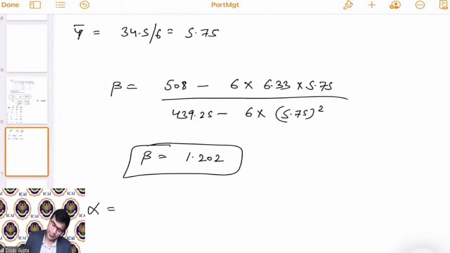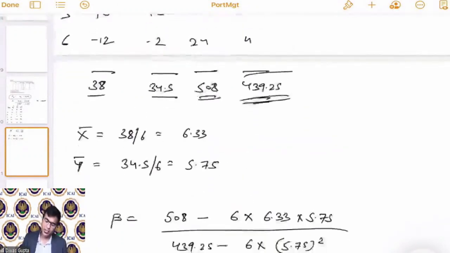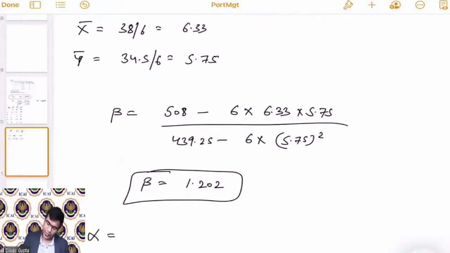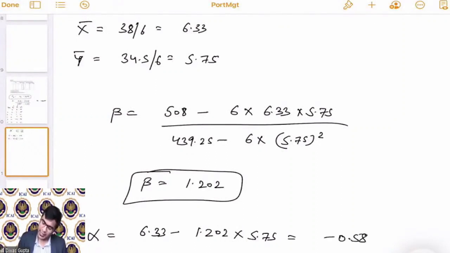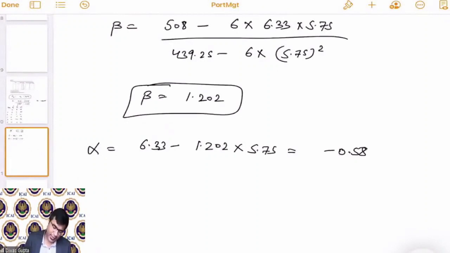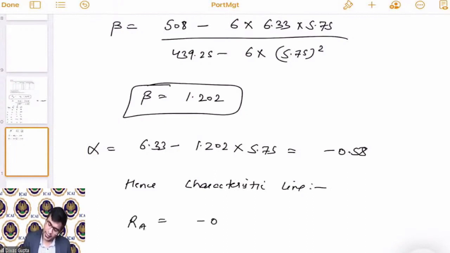Okay, and now alpha will be the average of x minus beta adjusted for the average of y, which is 6.33 minus 1.202 multiplied by 5.75. So the alpha comes as minus 0.58. Okay, and hence the characteristic line now, we can just replace with both these values. Return on A will be minus 0.58.